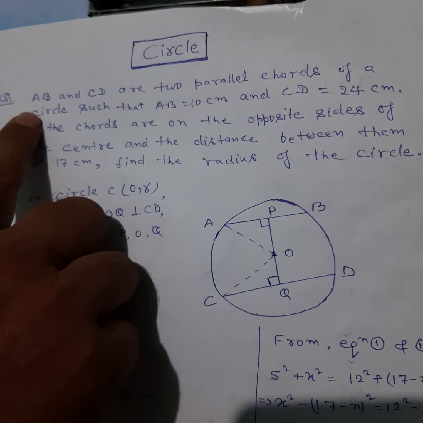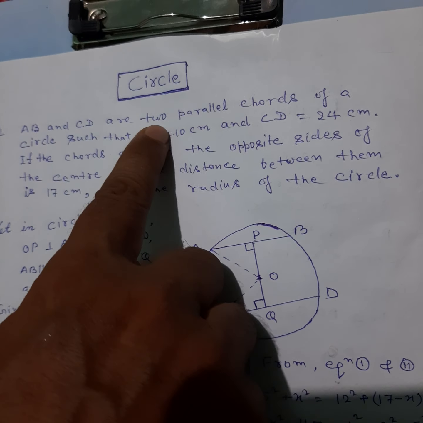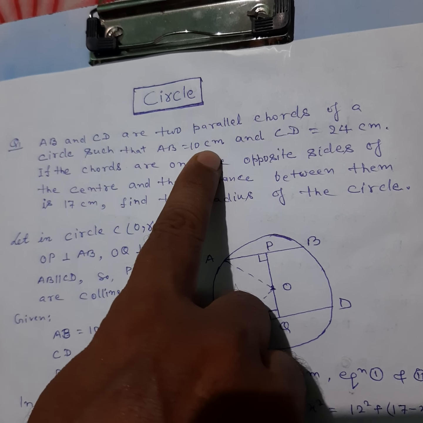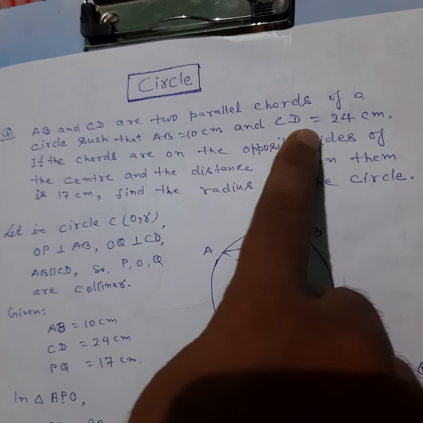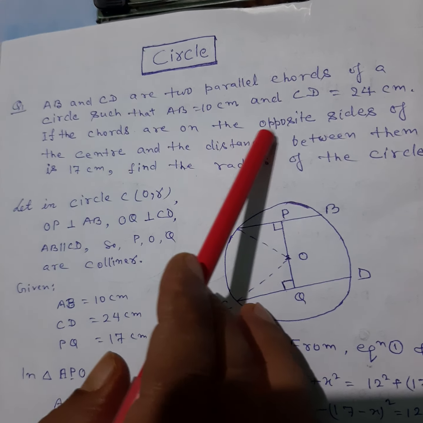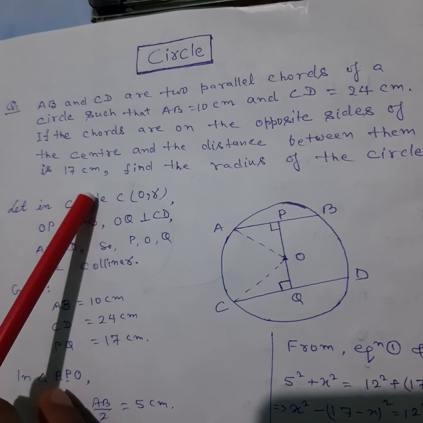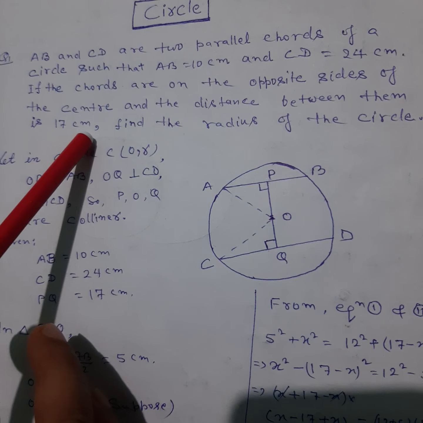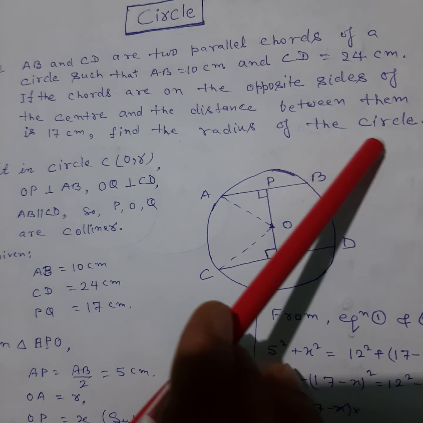Very first question: AB and CD are two parallel chords of a circle such that AB equals 10 centimeter and CD equals 24 centimeter. The chords are on the opposite side of the center and the distance between them is 17 centimeter. Find the radius of the circle.